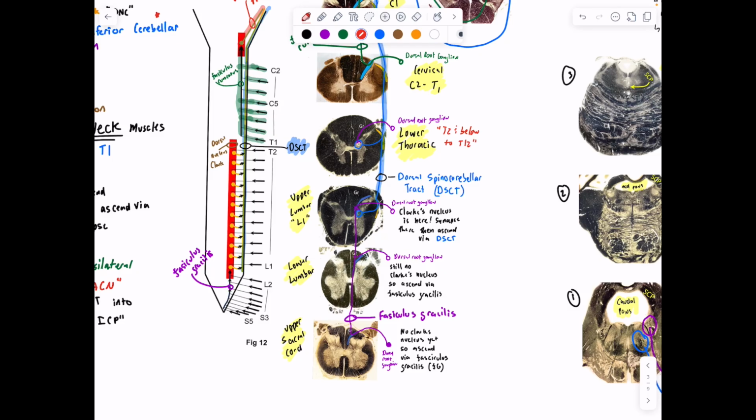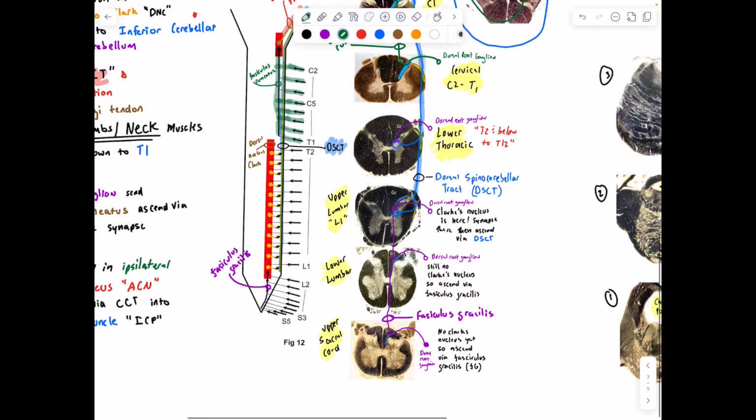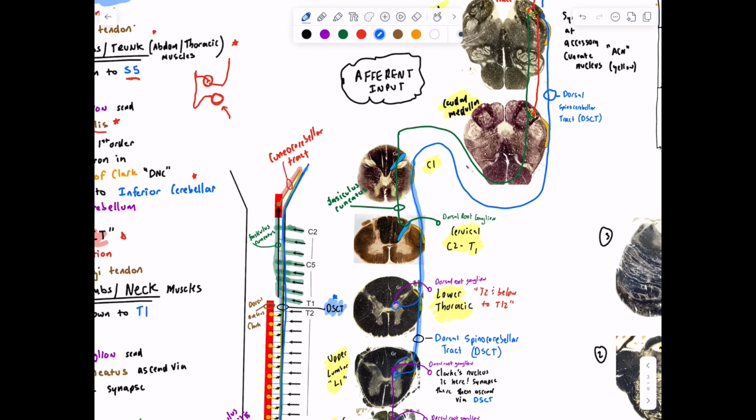Here we have, again, unconscious proprioception information coming in. We have the dorsal root ganglion. It's going to come up its axon via the fasciculus gracilis. It's going to synapse on Clark's nucleus. Then Clark's nucleus is going to send its axon up the dorsal spinocerebellar tract, all the way up until it gets to the inferior cerebellar peduncle, into the cerebellum.